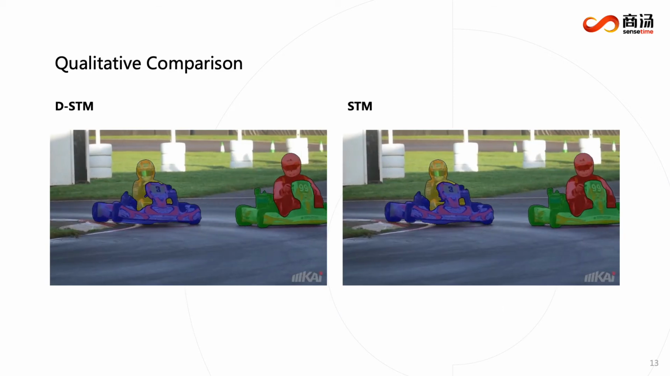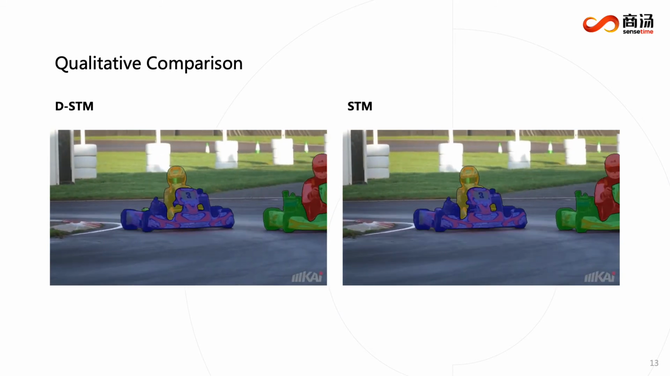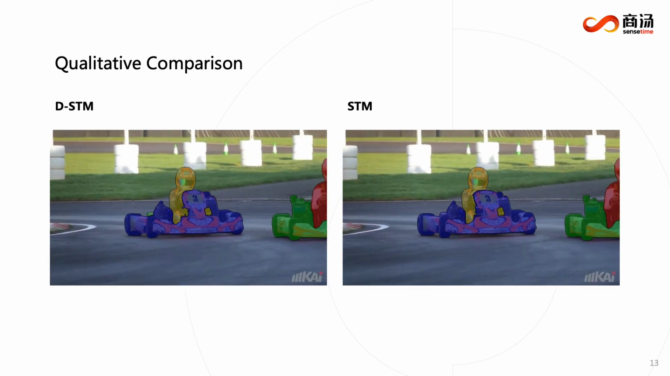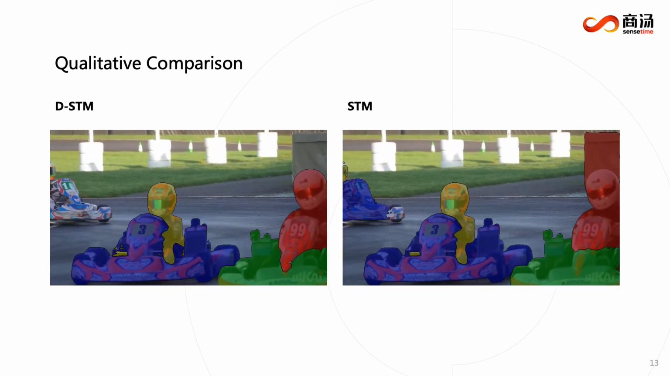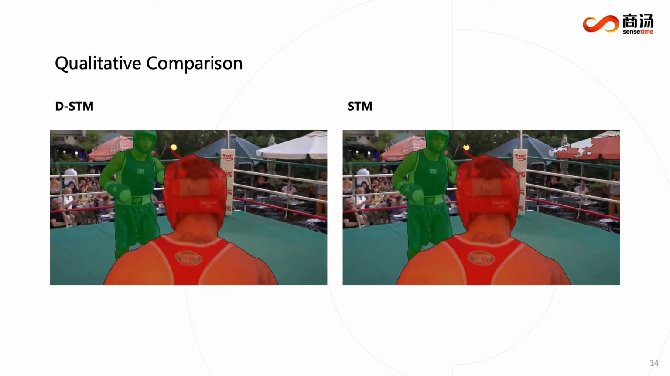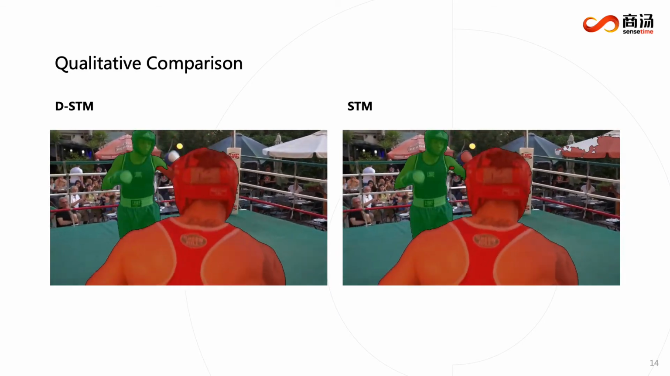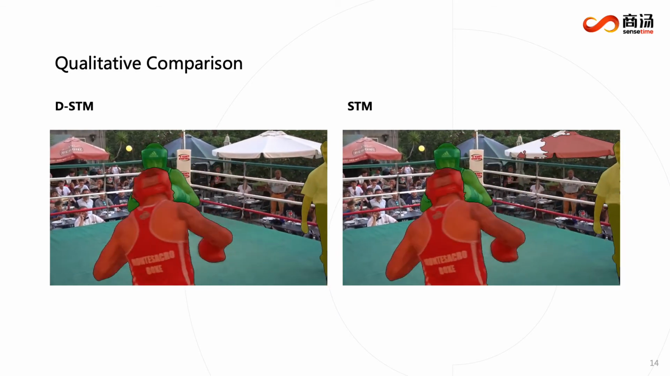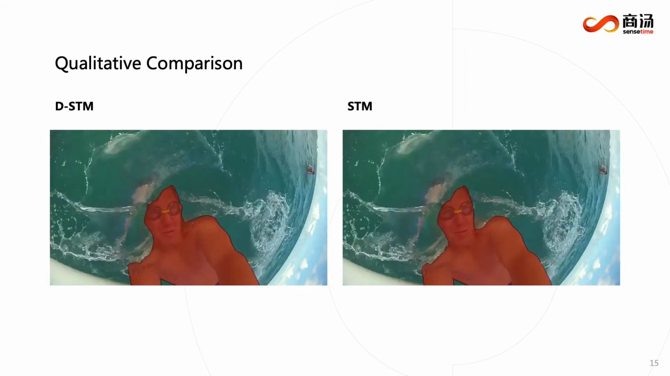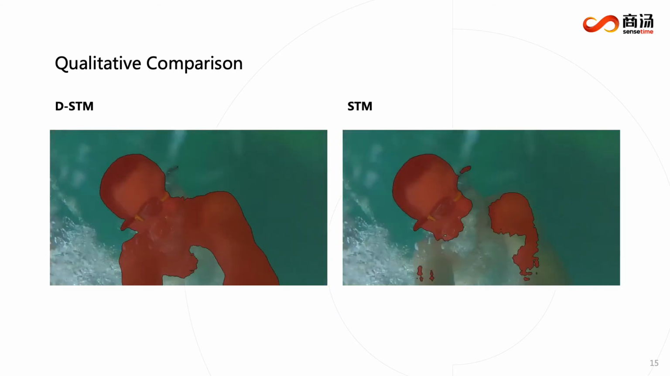Here are some qualitative comparison results. With the estimated depth maps, our proposed DSTM is more robust in distinguishing background pixels. Here's a video for boxing. And here's another video for diving. You can see that our method performs better than STM.